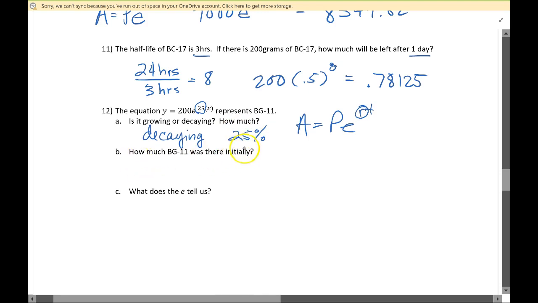How much was there initially? Well, that would be the P value, and so there was 200 initially. And what does the e tell us? The e tells us that it is growing continuously.